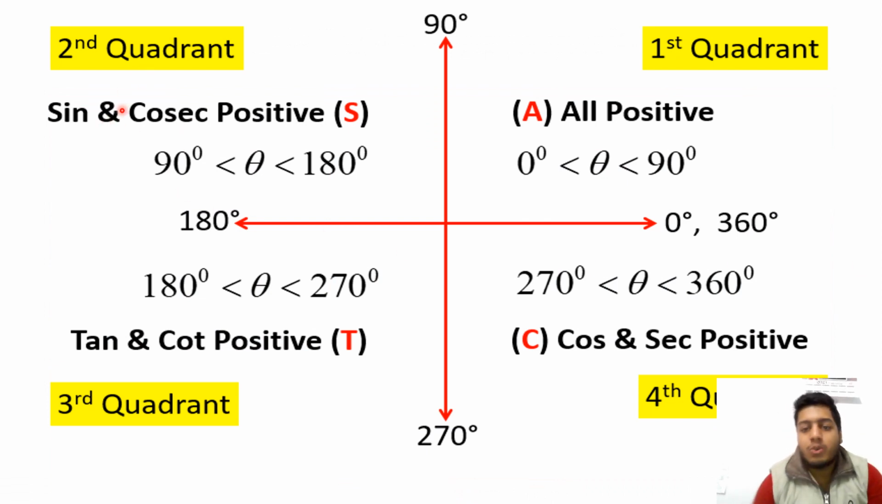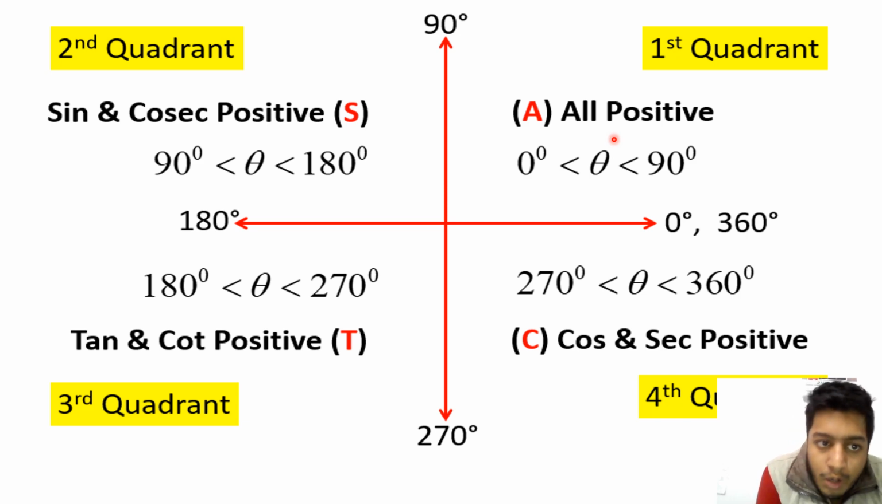This is basically the quadrant that we see in a graph, which has been divided into four quadrants. In the first quadrant, all the ratios are positive. It means sine, cosine, tangent, cotangent, secant, cosecant are all positive. The area of this quadrant is from 0 degree to 90 degrees.